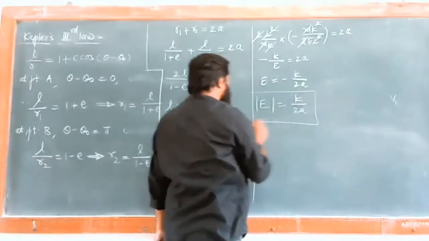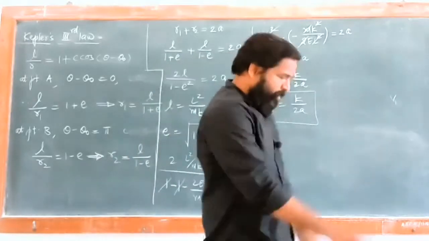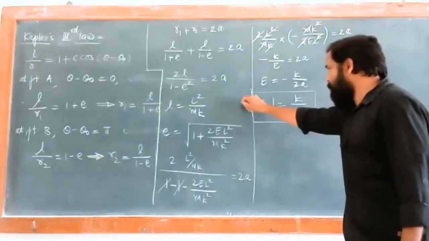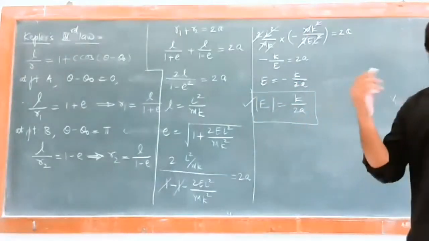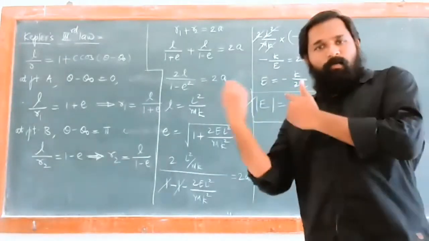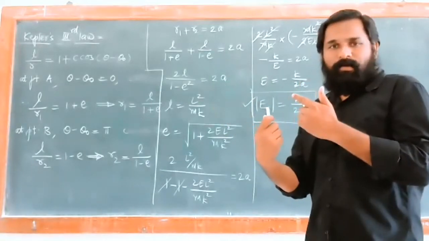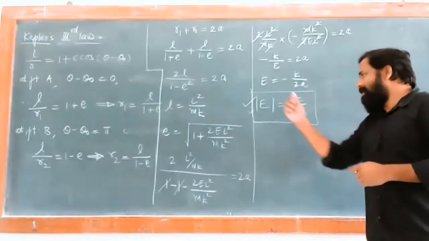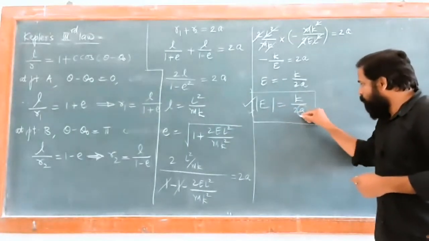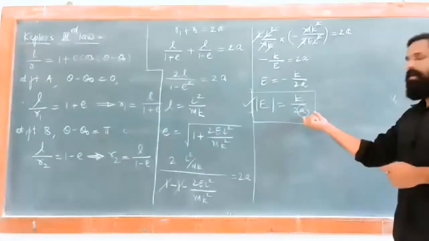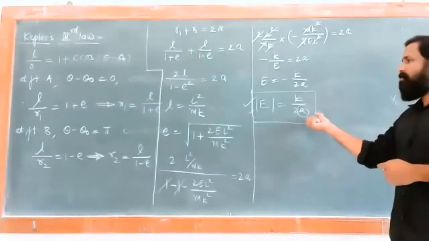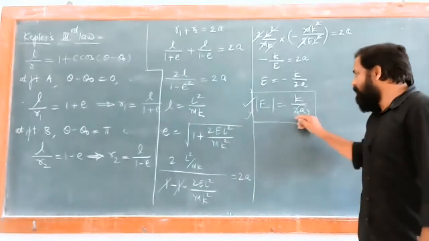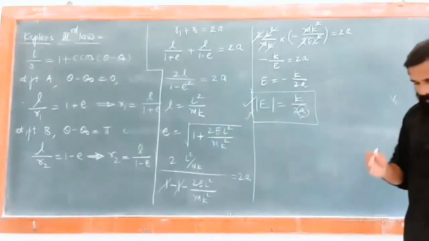So what is this? What can you say? You can say that the energy of any planet which is moving around the sun in an elliptical orbit, its energy depends on a thing that is called small a. What is that? That is nothing but the semi-major axis. So we can say the energy depends upon the semi-major axis.